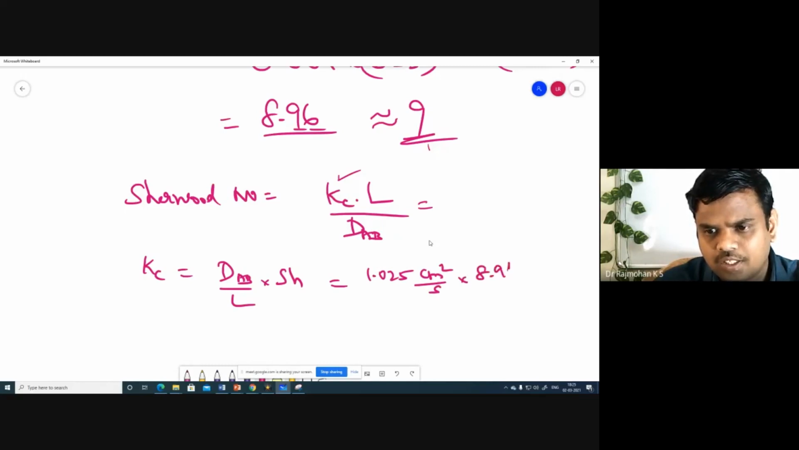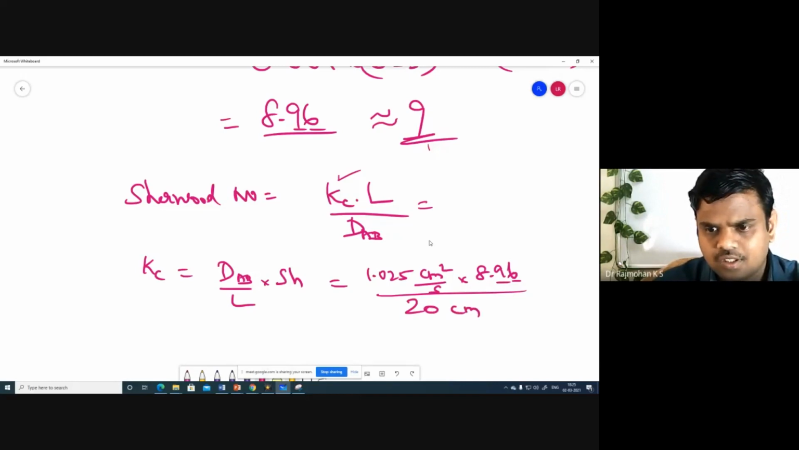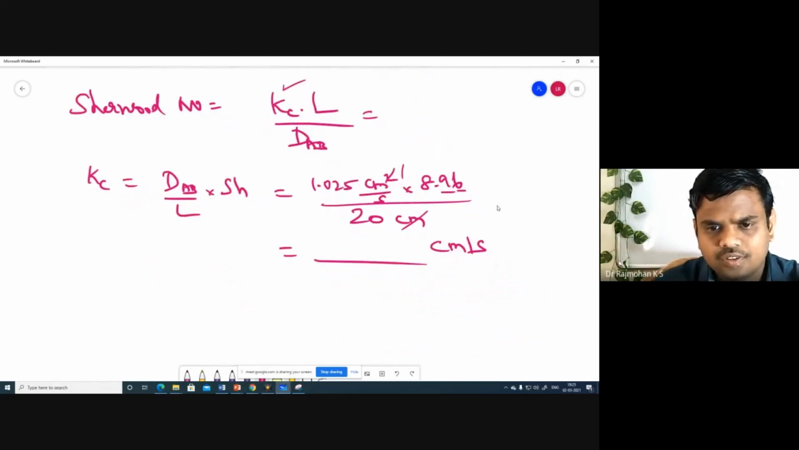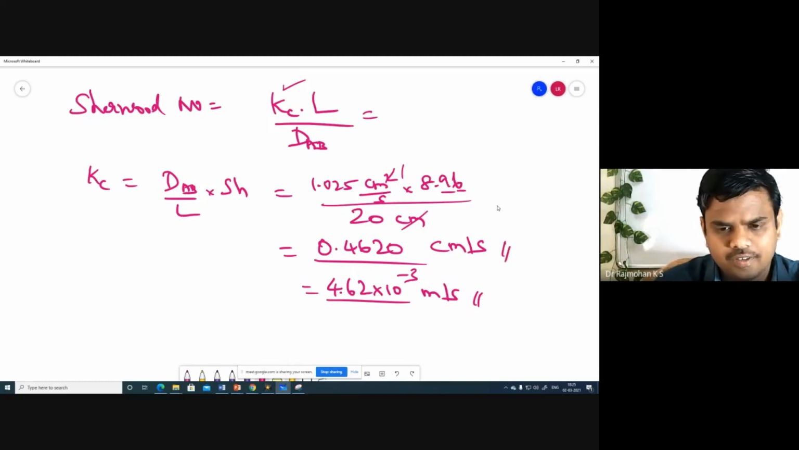Sherwood number is 8.96. Whatever you get, please write. Even if you get 9.1, that's fine. Divided by length, which is 20 centimeters. Sherwood number is dimensionless, so what you get is centimeter per second. So we get the Kc value in centimeter per second, around 0.462. And if you want to write it in meter per second, it is 0.462 into 10 power minus 3 meter per second. We have the Kc value now.